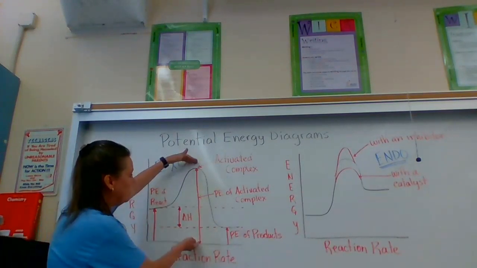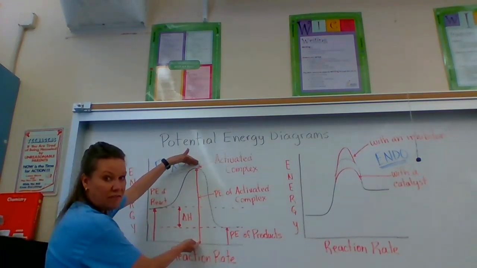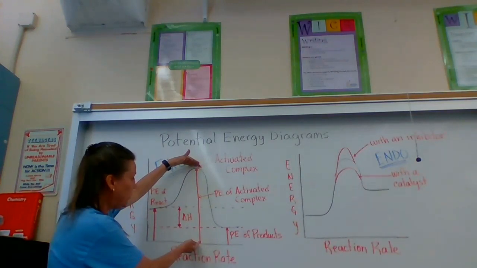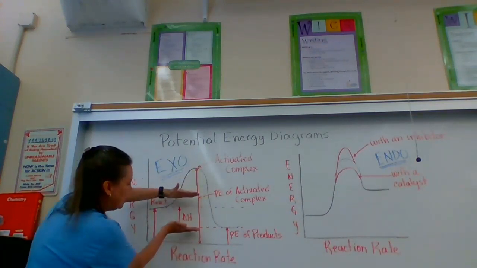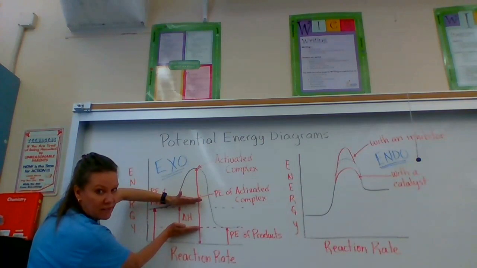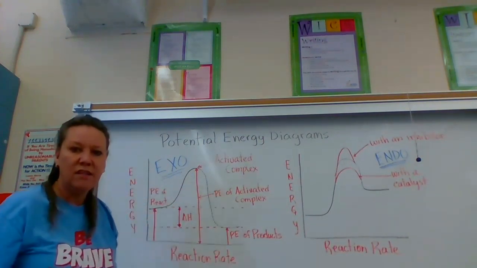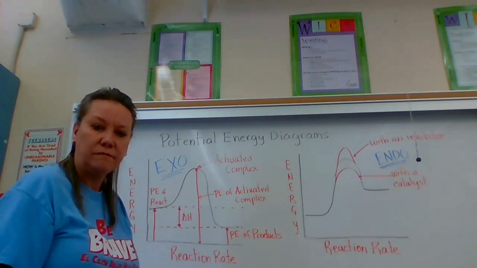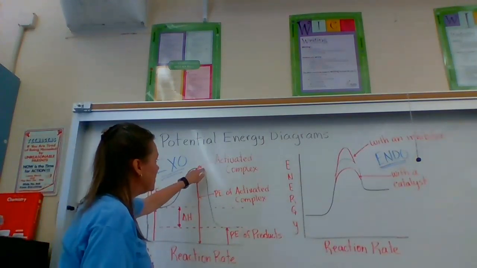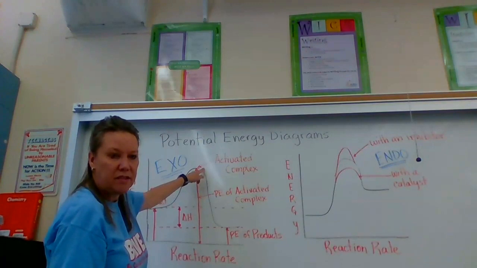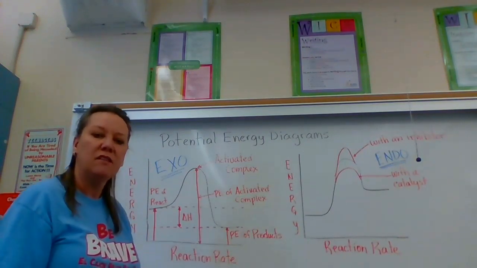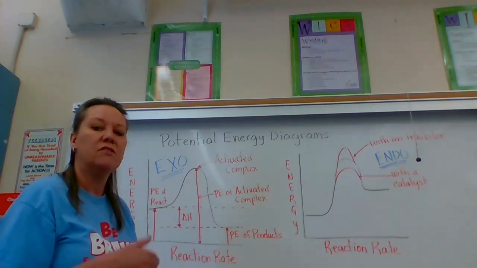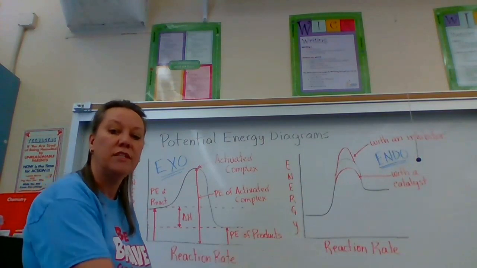This is called the potential energy of the activated complex. It's the whole thing. The difference between the energy of the reactants and the products, that's your delta H. That's the amount of heat that's either absorbed or released. The top part is called the activated complex. This is where the reaction has enough energy for the molecules to spontaneously go to completion.